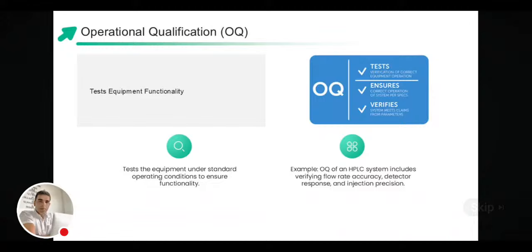OQ is all about ensuring that the equipment performs reliably, not just once, but every time.